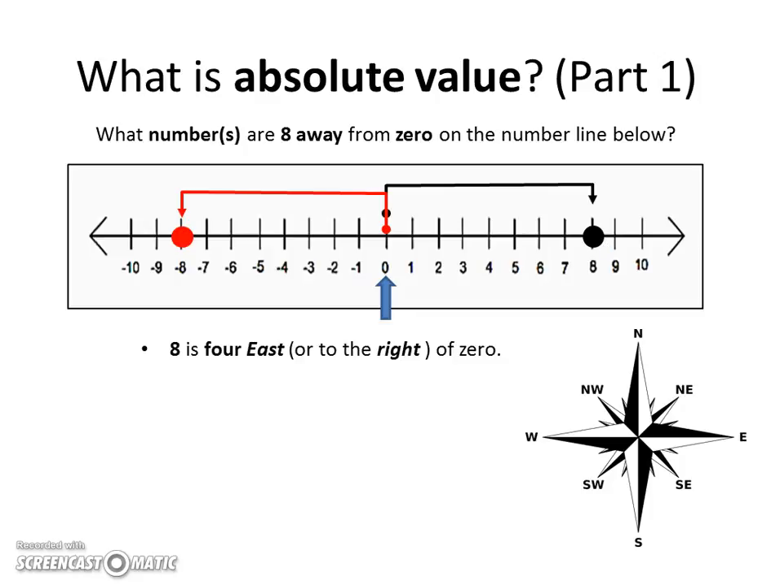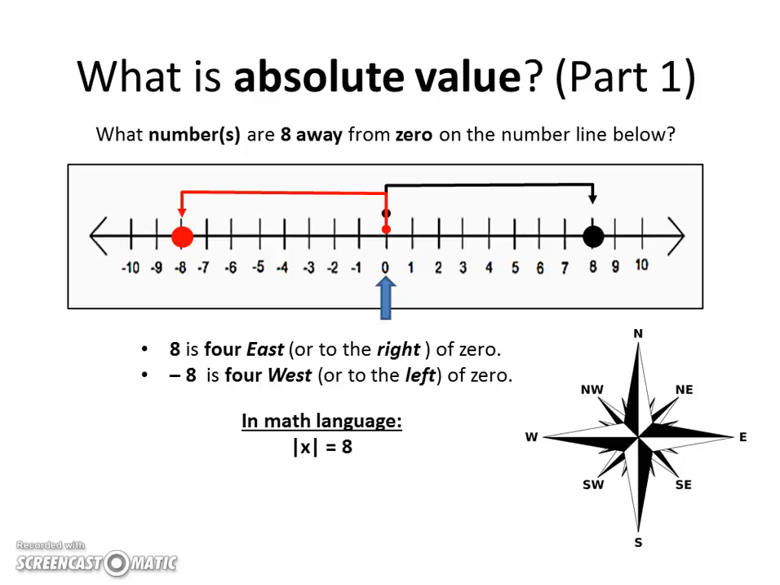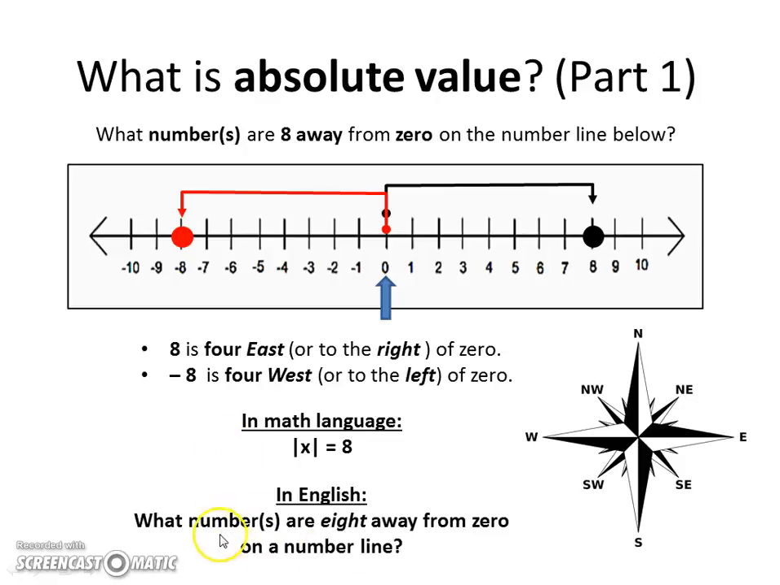So 8 is 8 east or to the right of 0, and negative 8 is 8 west or left of 0. In math language, once again, we can write that as the absolute value of x equals 8. And what that really says is another question. What numbers are 8 away from 0 on a number line?